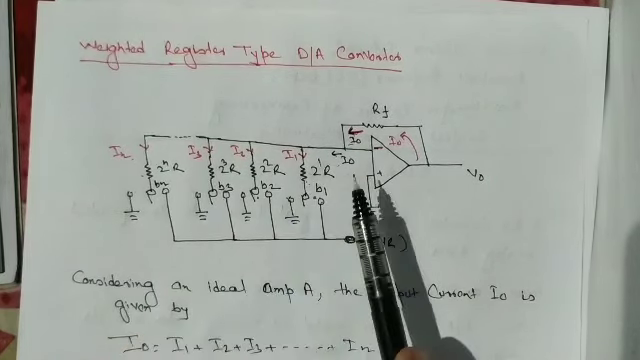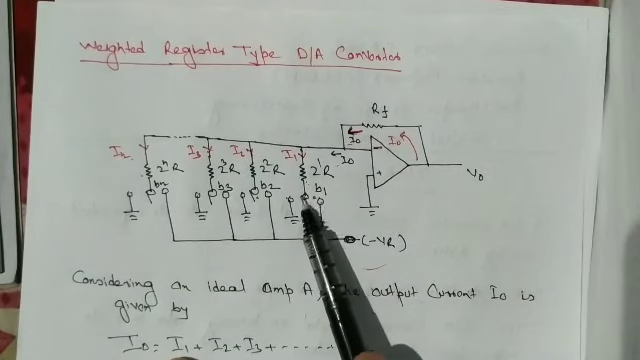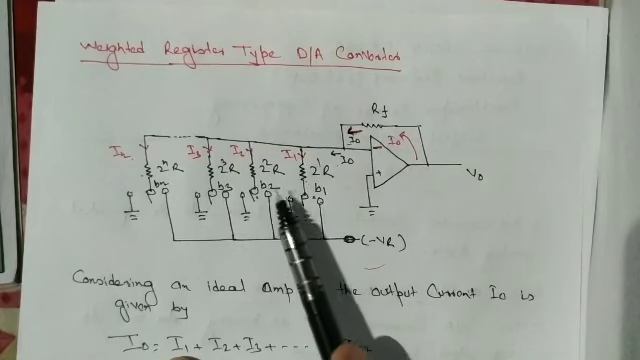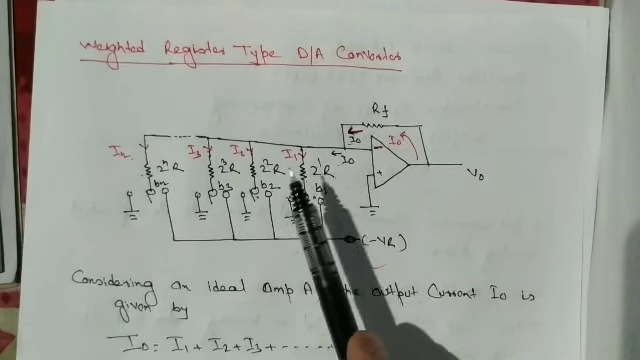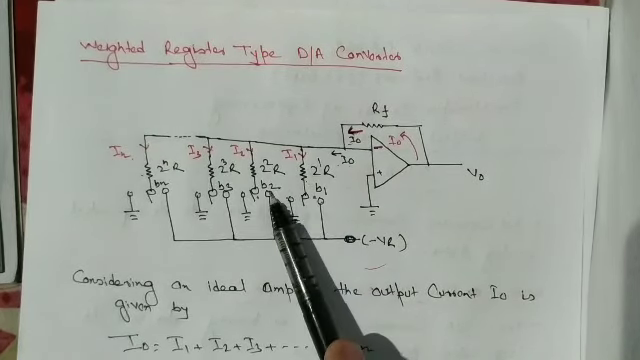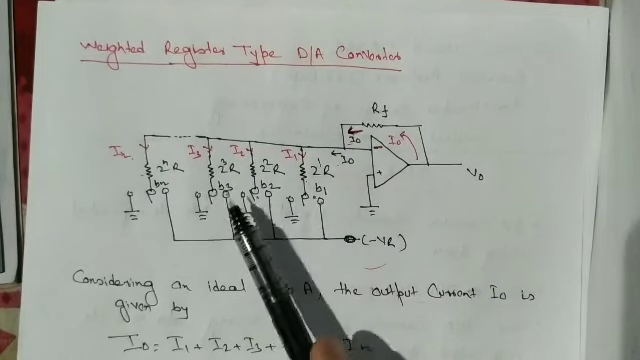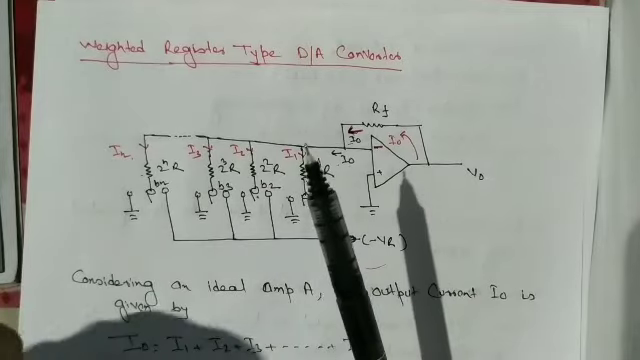So B1 has two values. For logical 1, this switch is connected here, and for logical 0, this switch is connected here. Same case for B2. B2 can be 1 or 0. For 1, this is connected here, and for 0, this is connected here. For B3 the same case, and for Bn the case will be the same.